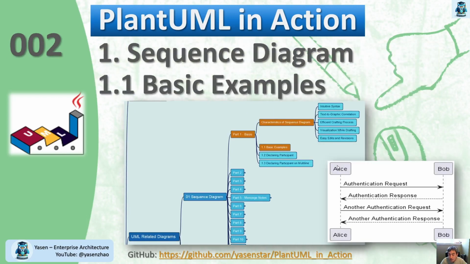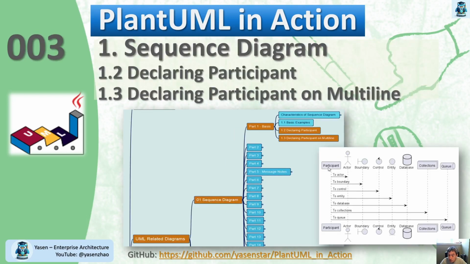In the last video we saw Alice and Bob exchange messages with each other, but we didn't put in any declaring. So Alice and Bob are each in a rectangle box. But when we do this declaring, we can use some built-in notations that give more readability. Like an actor can be a person, and you can have a database as a data store.